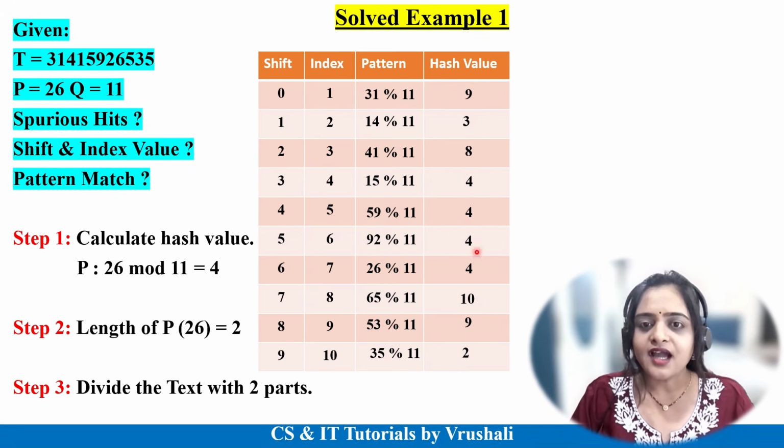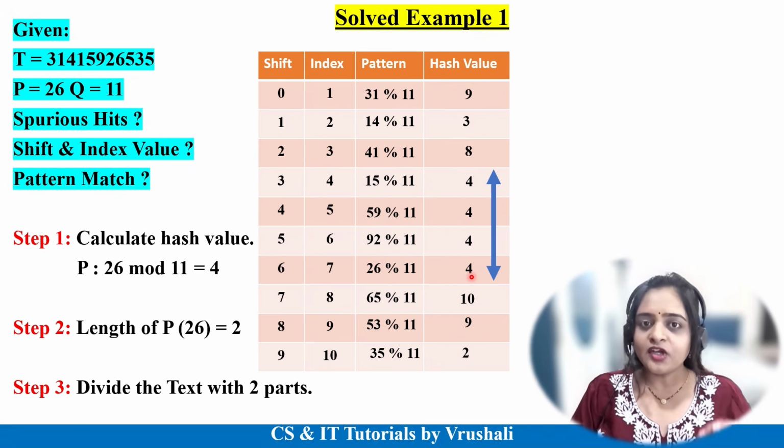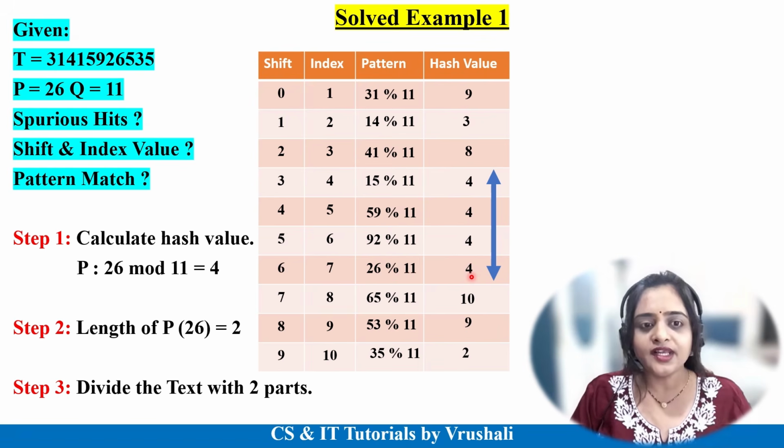Now check how many patterns have the hash value 4. See how many there are. This one, index numbers 4, 5, 6 and 7. So there are total 4 patterns which have the same hash value 4. What is the meaning of this? The meaning is that you will get 26 only from this part, right? So you just have to delete the remaining part.